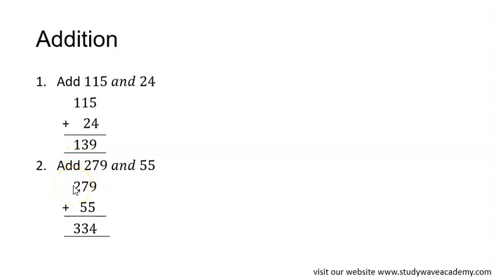Do you understand? Now you have 1 here, so 1 plus 2 is 3, plus nothing is 3. So you have 334. Okay, so 279 plus 55 is going to give you 334. Do you understand? Good.